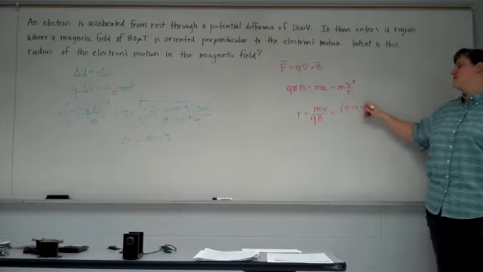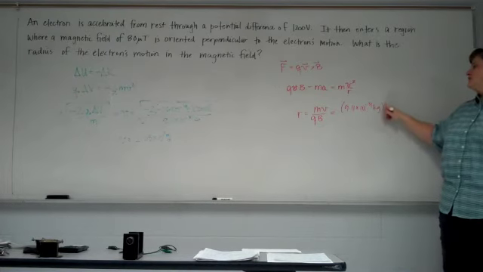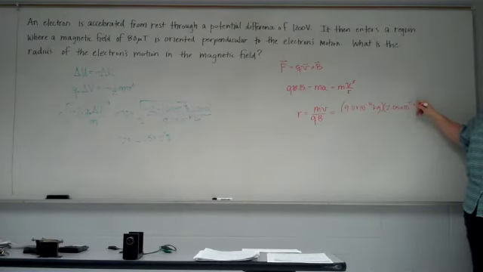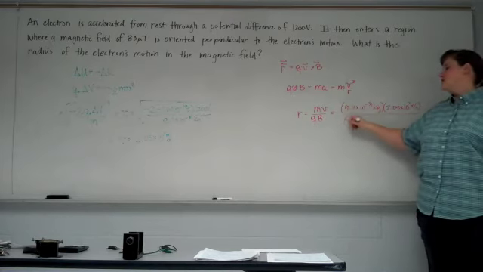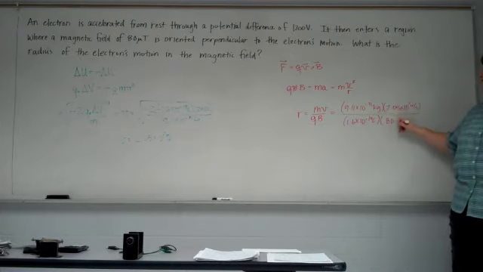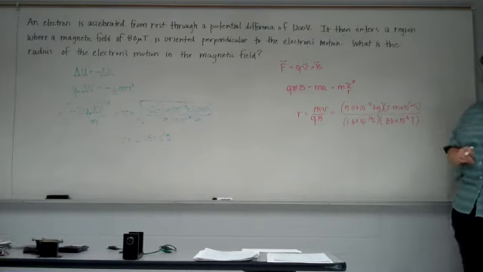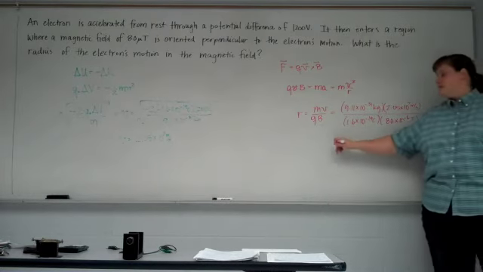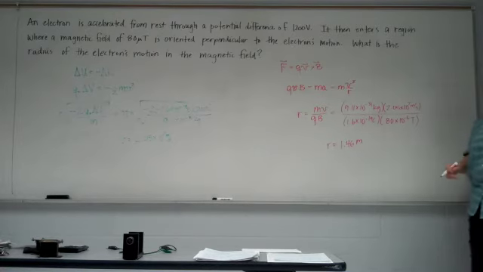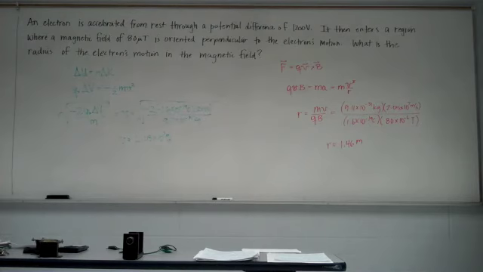So the mass of our electron, we know. The speed of our electron, we've figured out. The charge of our electron. And our magnetic field. So plugging that all through, come up with 1.46 meters. It's a pretty big radius, but our charge is moving awfully fast, and the field it is in is not particularly strong.